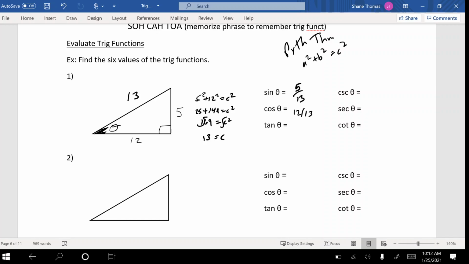And then lastly, tangent, opposite over adjacent. Opposite is 5. Adjacent is 12. Okay. Now, I'm not even going to really spend the time on it for cosecant, secant, and cotangent because I just have to flip each one of the first ones, correct? Okay, so cosecant is going to be 13 over 5. Secant is going to be 13 over 12. Cotangent is going to be 12 over 5. Questions on that one, guys?